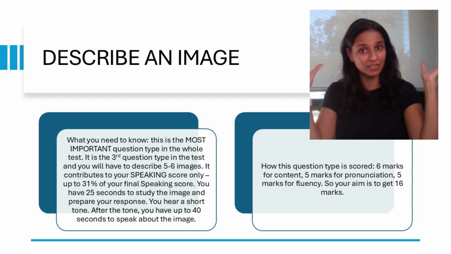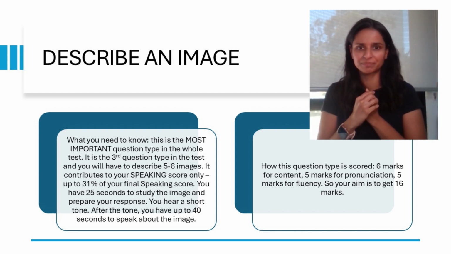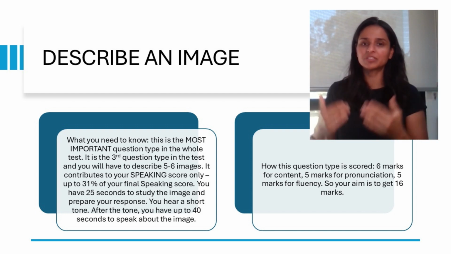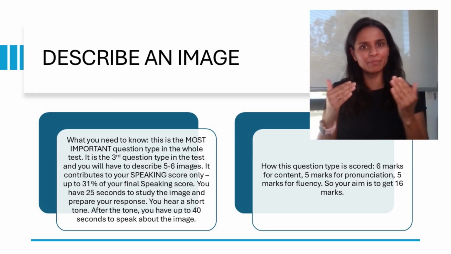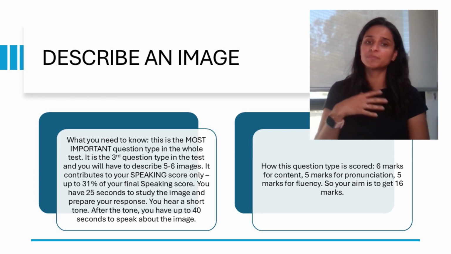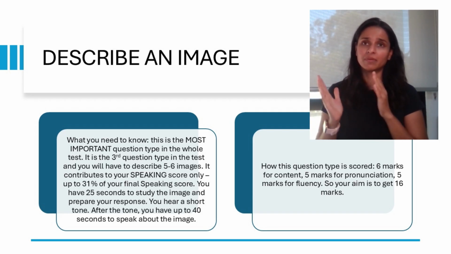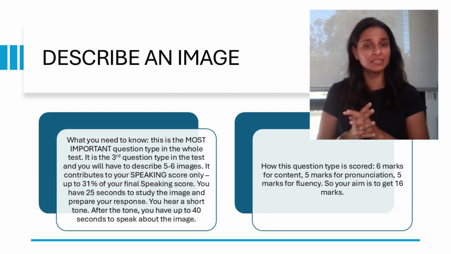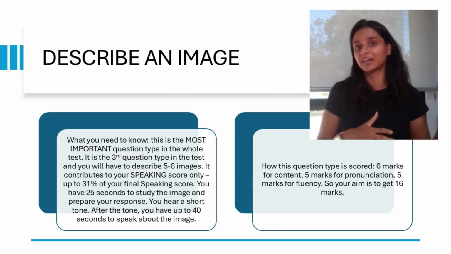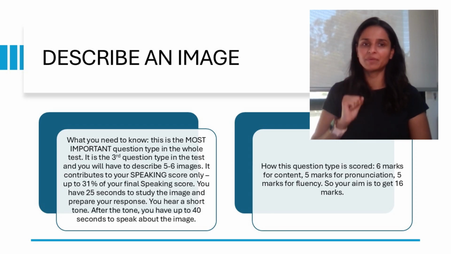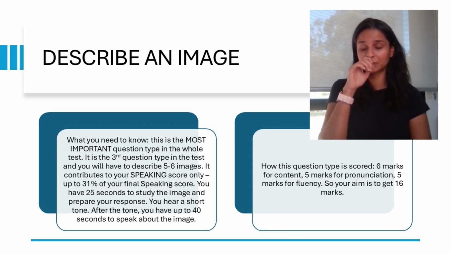Whatever image you can think of, it is subject to description. After 25 seconds, you will hear a beep, and then you have 40 seconds to speak about the image. Now, you will find the questions are all scored quite similarly. We have a 655 scoring system: 6 marks for content, 5 marks for pronunciation, and 5 marks for fluency.